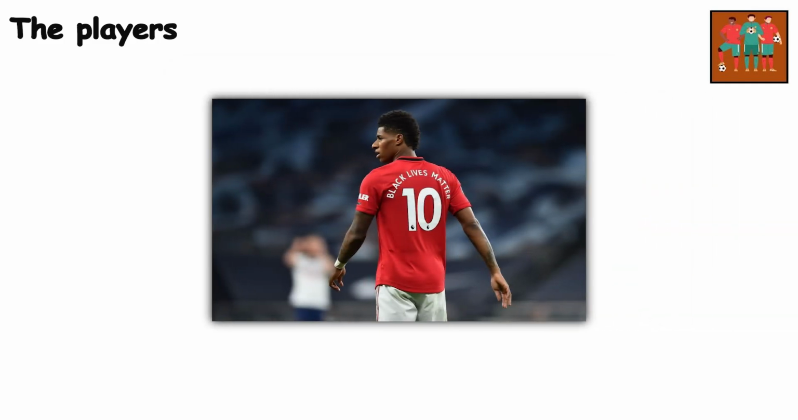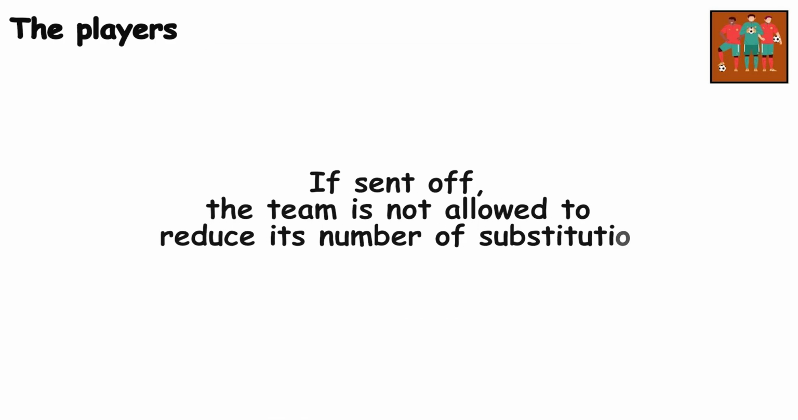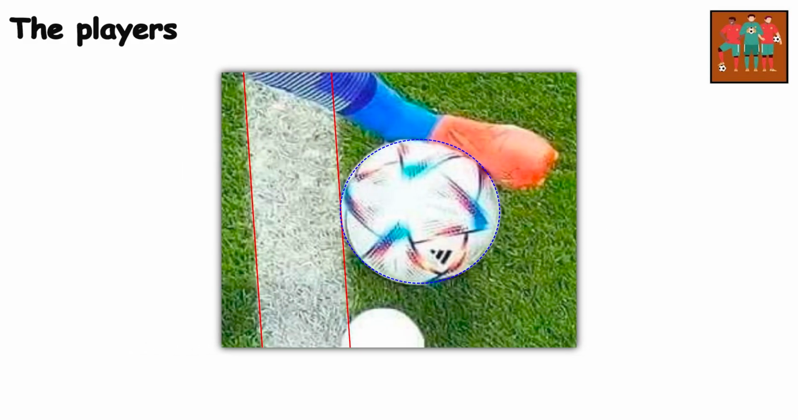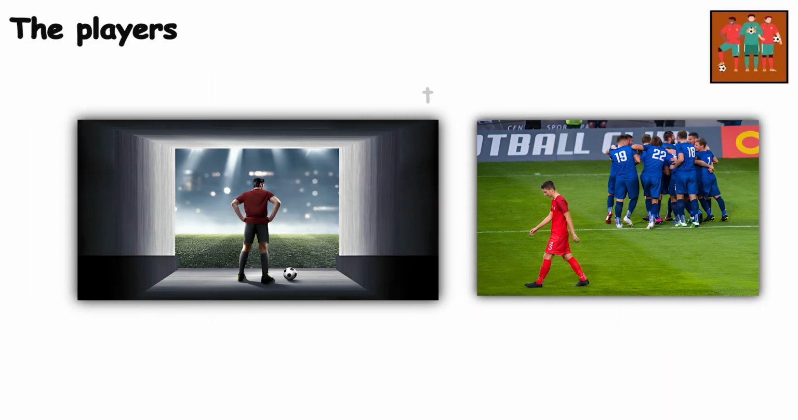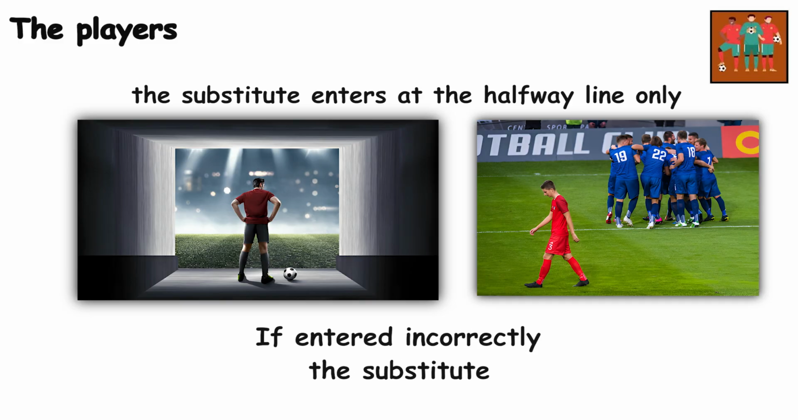A substitute or player who delays leaving the field when replaced may receive a second warning or a red card, and the substitution is not completed. If sent off, the team is not allowed to reduce its number of substitutions. Every substitution must occur during a stoppage in play with the referee's permission. The outgoing player must leave the field before the incoming player enters, and the substitute enters at the halfway line only. If entered incorrectly, the substitute can be cautioned.